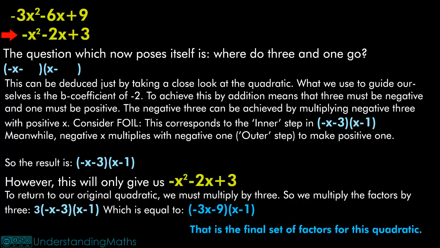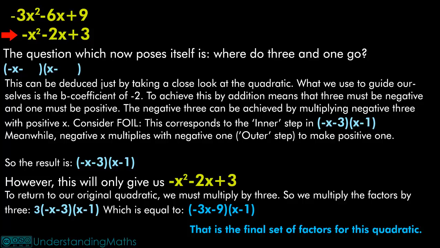Well, we can guide ourselves by the b coefficient of negative 2. Keep in mind that 3 and 1 have to add to give negative 2, so therefore 3 must be negative and 1 must be positive, as negative 3 plus positive 1 will give negative 2. The coefficient negative 3 we can get by multiplying negative 3 with positive x. We consider FOIL as this corresponds to the inner step in negative x minus 3 multiplied by x minus 1.